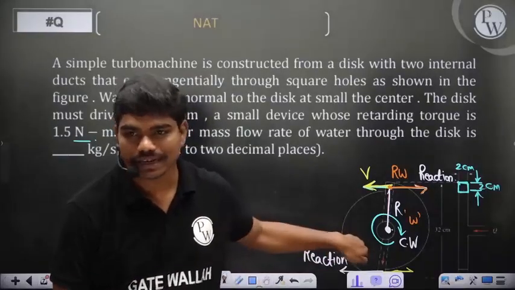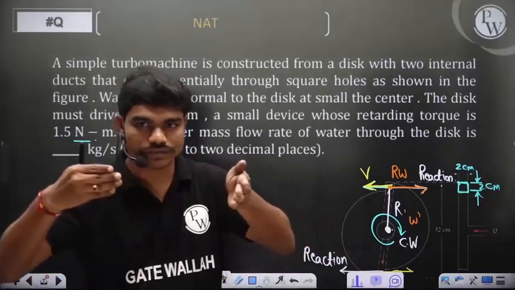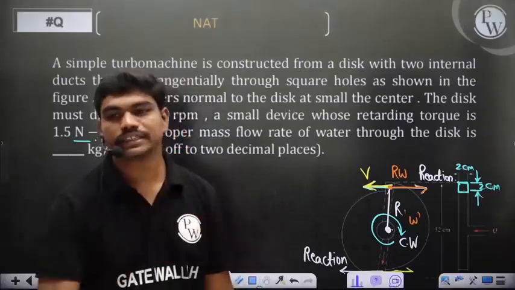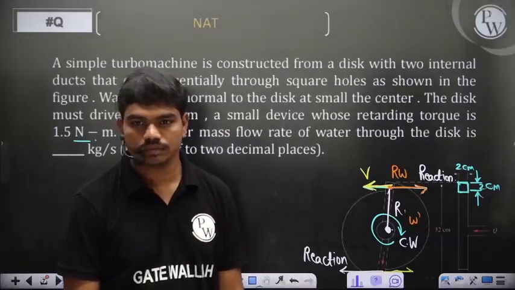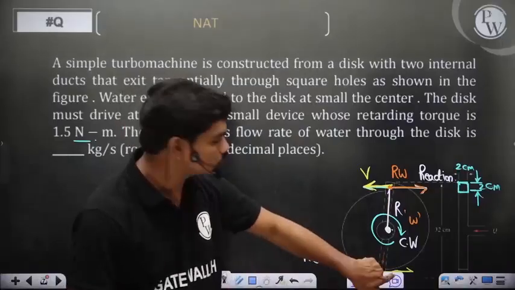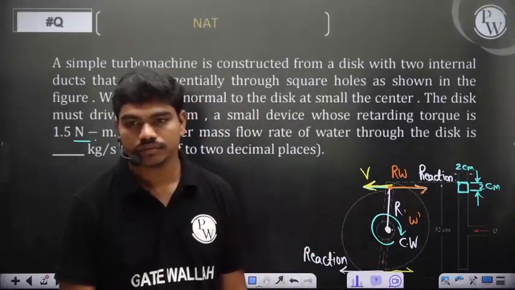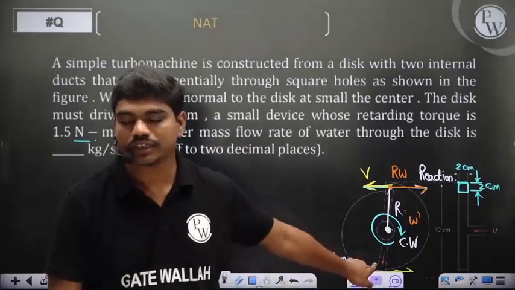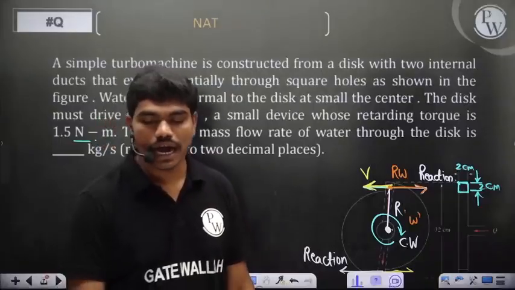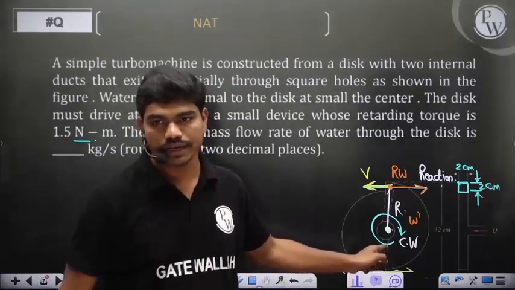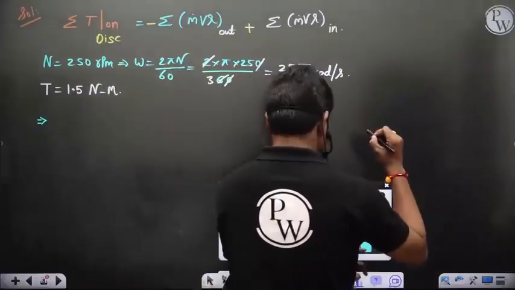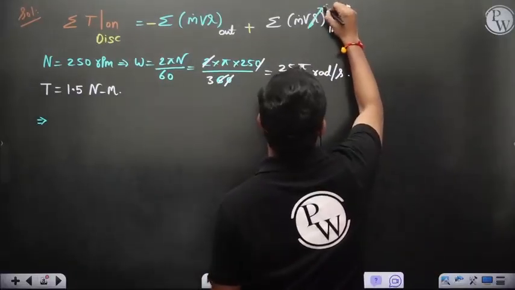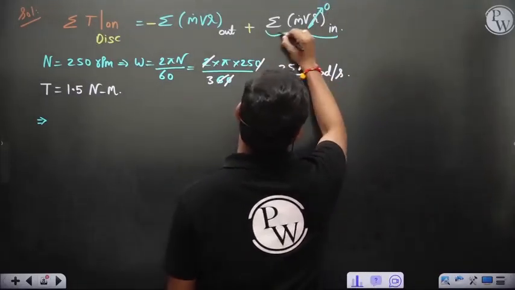At the fluid inlet, the point where the fluid is cutting the control surface and going inside, what is the radius there? The fluid is entering at the center of the disk, correct? So what is the radius at this point? 0, correct? And this is the only point where fluid is going in. So this radius at the inlet is 0, and because of this, this whole term becomes 0.